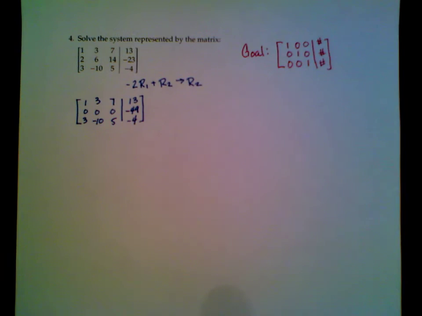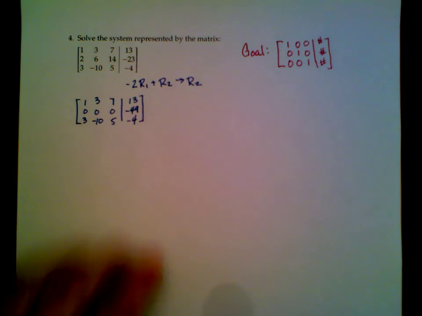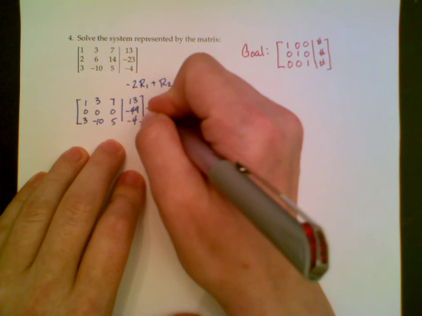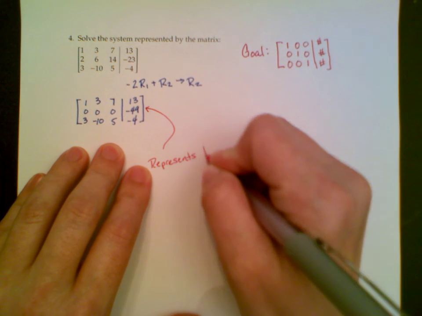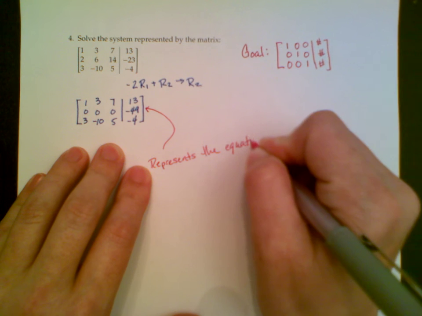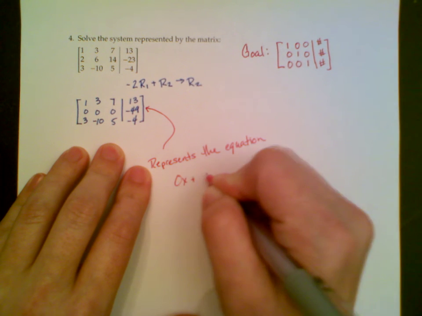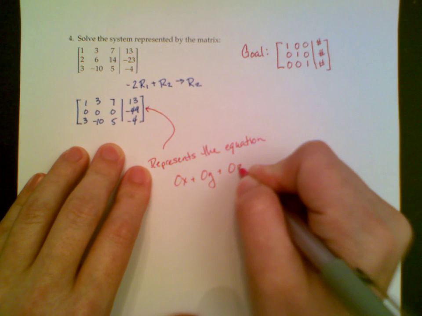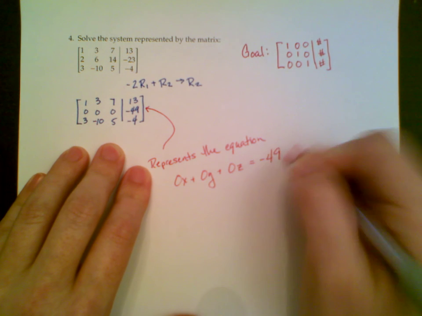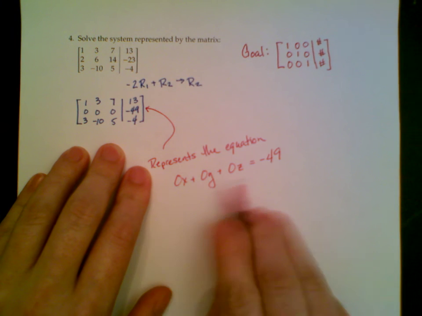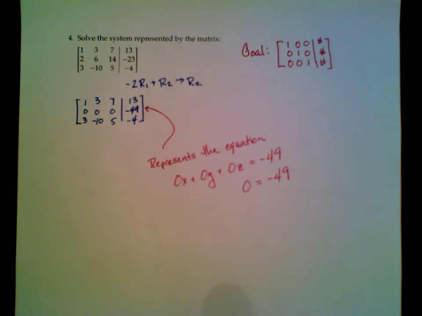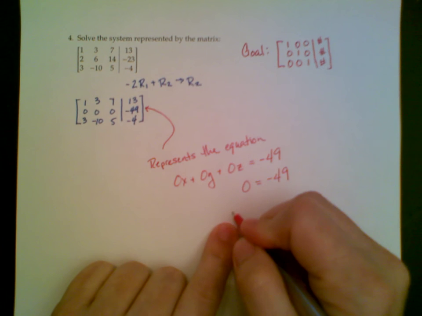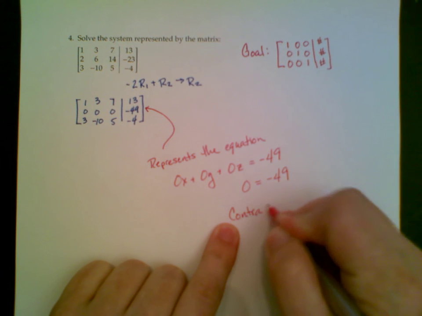And we are actually going to stop here and think about what this second row means. This row represents an equation, because each row represents an equation. This represents the equation 0x plus 0y plus 0z equals -49. But of course this left-hand side here reduces to just plain 0. So that's really 0 equals -49. That is a contradiction. That's an equation that is always false.